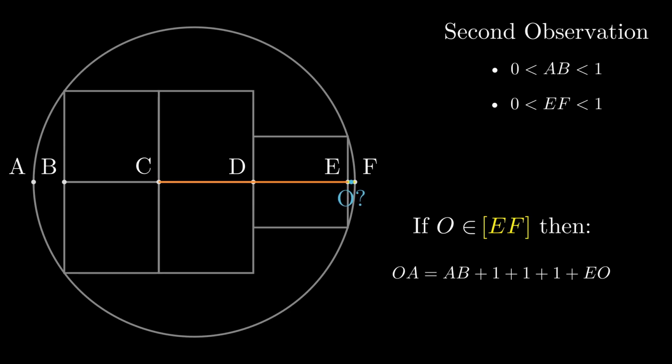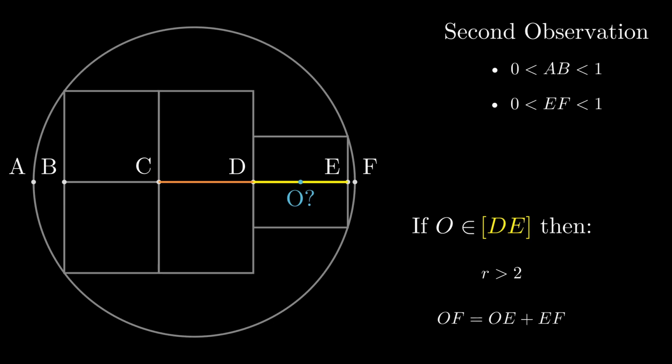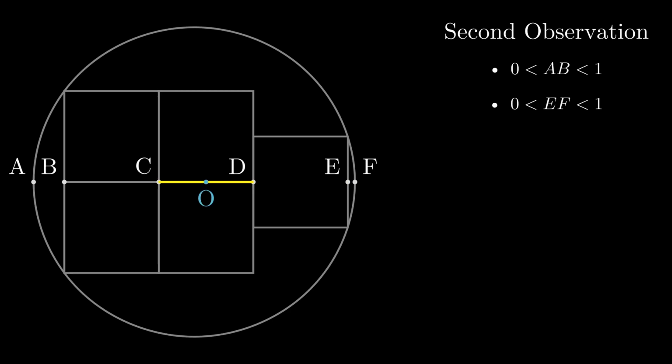We apply the same strategy on the right side of the circle. 1. The center O cannot be between E and F because the distance A and O would be greater than 3, while the distance between O and F would be smaller than 1. 2. The center O cannot be located between D and E as the distance AO would be greater than 2, while the distance OF would be smaller than 2. We conclude that O has to be located on the line segment CD.